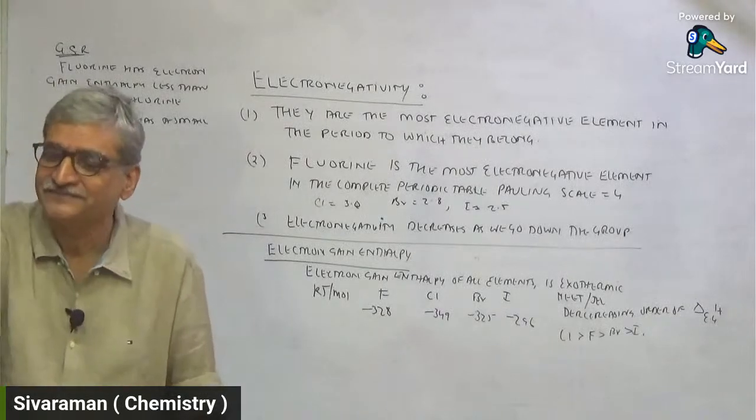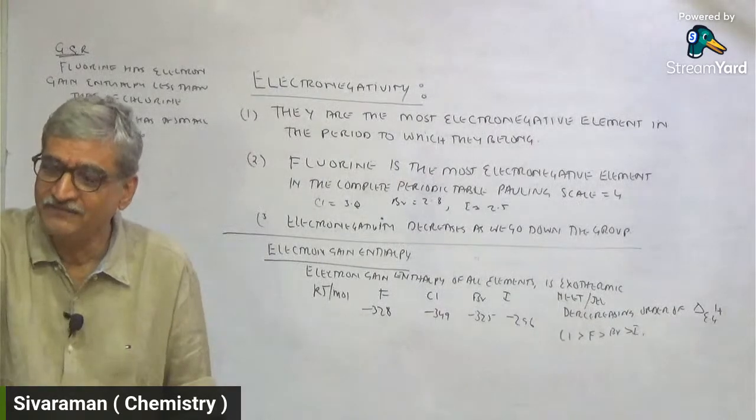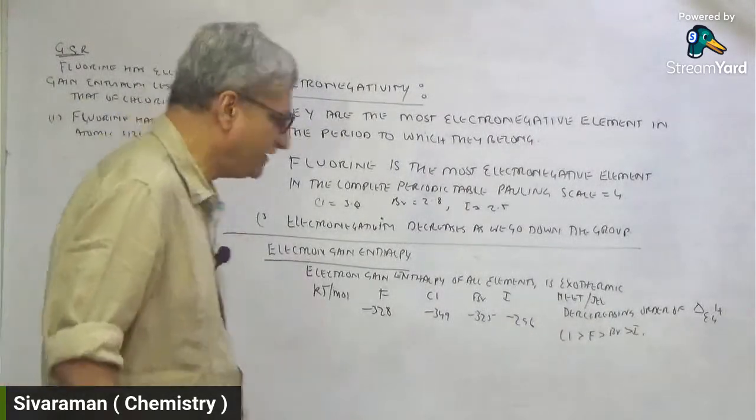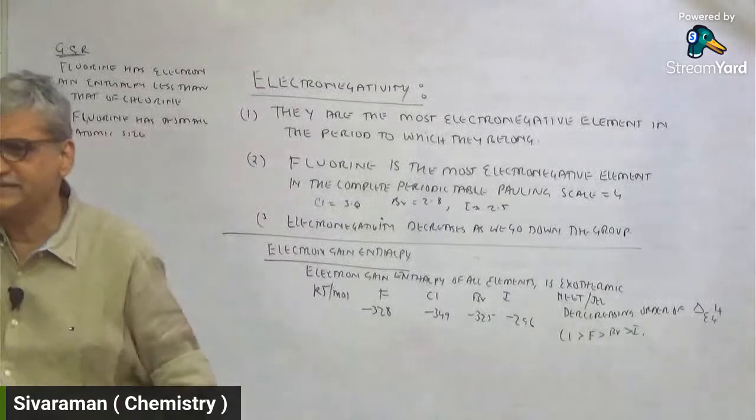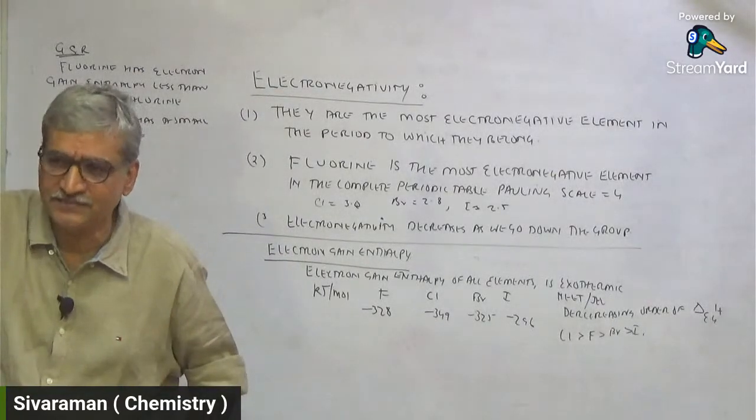Fluorine. So we don't take the negative value. Did I put negative? Yes, I put the negative value. The negative value is an indication that the enthalpy change is negative, meaning it's exothermic, which corresponds to the earlier statement that I gave.